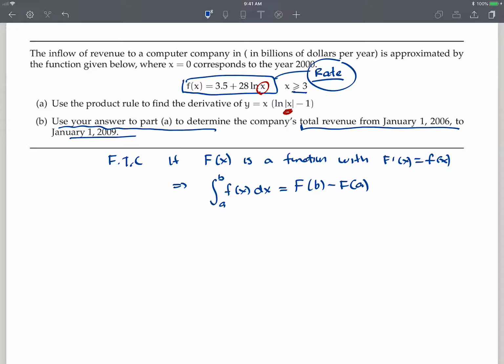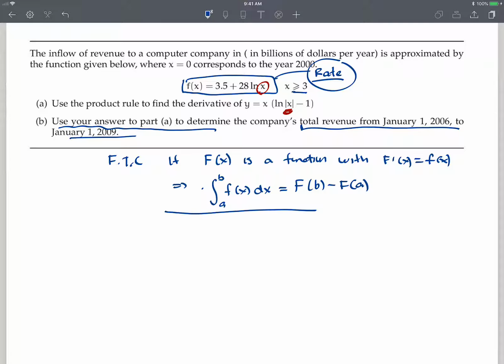Sorry, let me back up a little bit. This is the rate at which money comes in, and how do you find the total amount of money that's coming in? That is the antiderivative. That is the integral, or the area under the curve between these two values. Okay. So to solve this question, we need to find basically this. So the problem is to find that big F. So what function will give me this little f as a derivative?